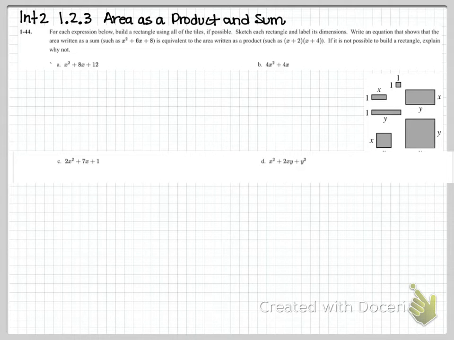Welcome to the 1.2.3 notes, area as a product and a sum. Neither of these notes are going to come out of the notes packet itself. They're going to come directly from the book. So if we take a look at these, this may or may not be a review for you.